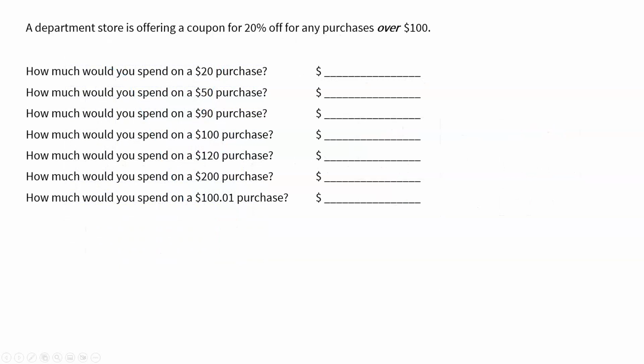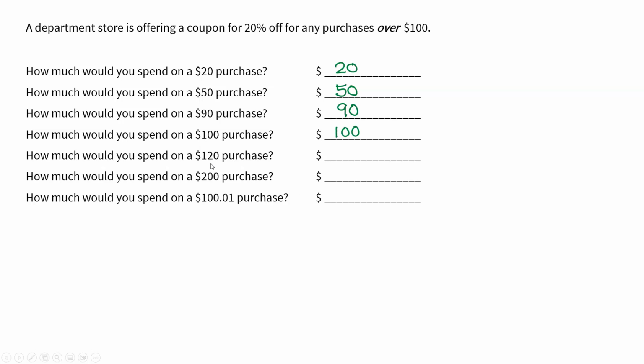For this problem here, you're told that a department store is offering a coupon for 20% off of any purchase over $100. So it has to be over $100 in order to get that 20% knocked off. So for a $20 purchase, you're still going to spend $20. For a $50 purchase, you're still going to spend $50. For a $90 purchase, you're still going to spend $90. And for a $100 purchase, since that's equal to $100, not over $100, you're still going to spend $100.